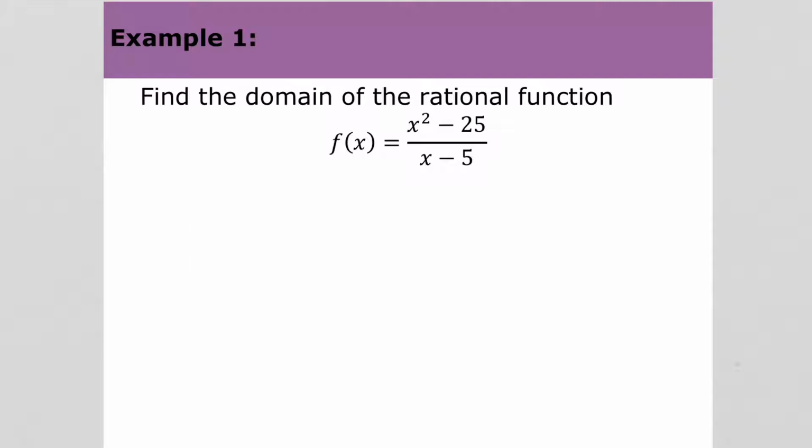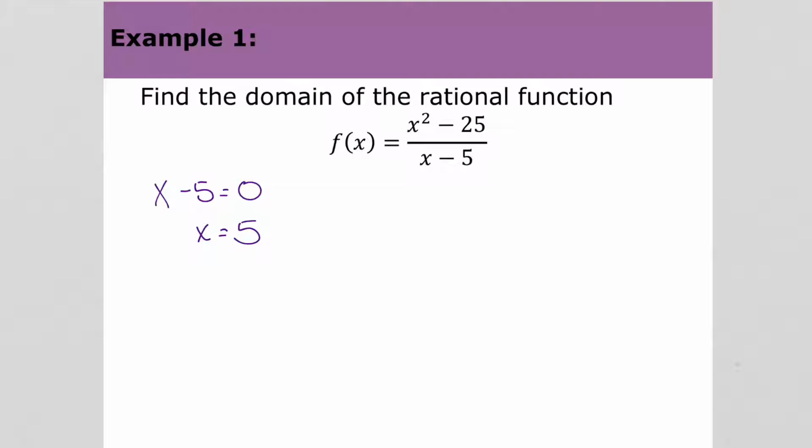To find the domain of a rational function, we have to take into account the bottom of the fraction, because we know that we cannot divide by 0. So we take x minus 5 and set it equal to 0. And whatever we find there, 5 is not going to be part of the function. Now there's two options here, and you have to test for this.